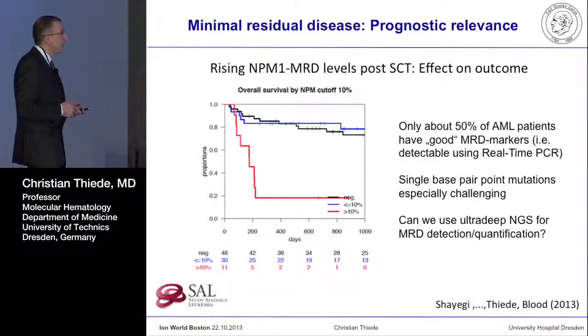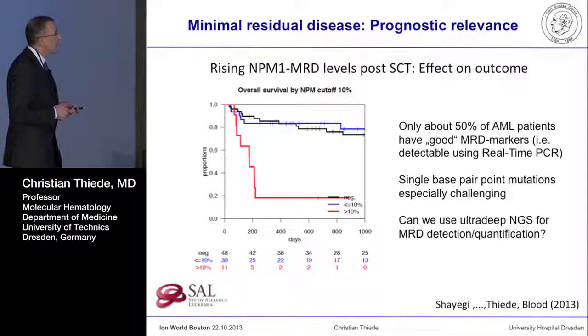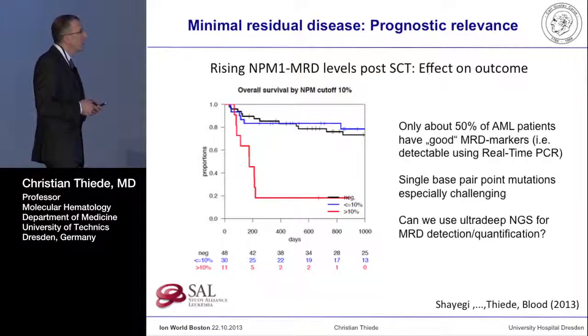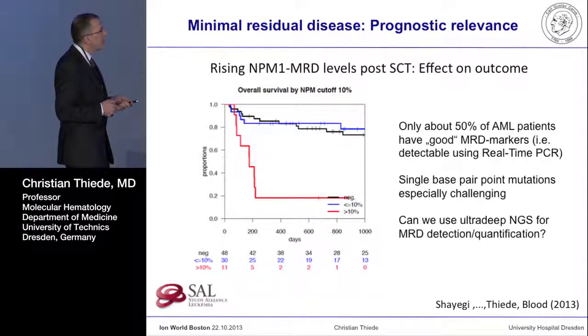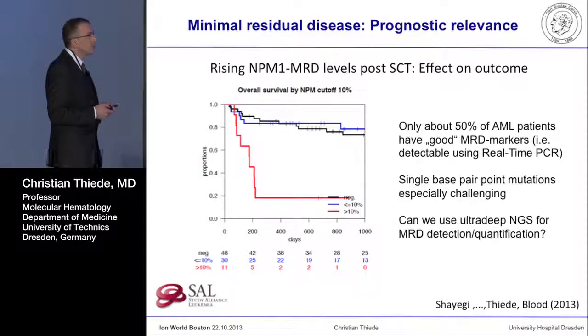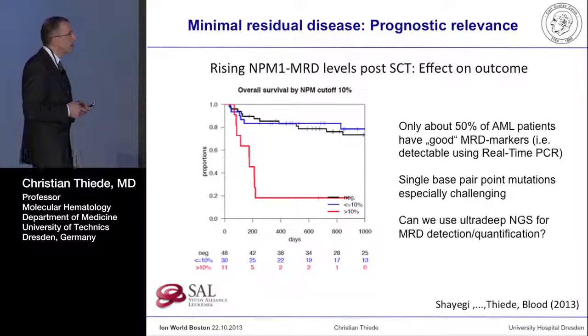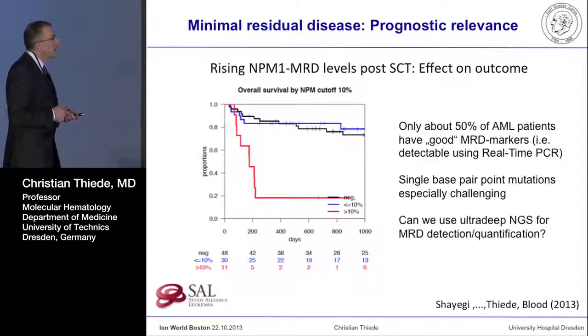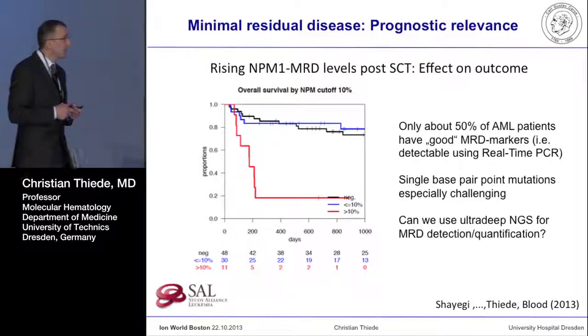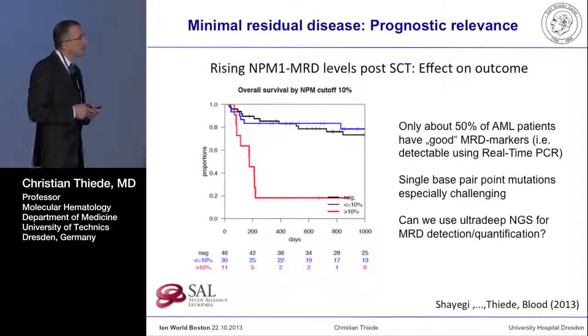So doing that, we and other groups have shown that detection of MRD is a very strong prognostic marker, which will help to individualize treatment, because these patients, of course, need additional treatment, whereas other patients do not. And so far, most of these patients were treated as one group. Only about 50% of patients with AML have a suitable, highly sensitively detectable marker using, for example, real-time PCR. We now know from NGS analysis that single base pair mutations are present in many patients, and these are very challenging to detect with high sensitivity using qPCR.